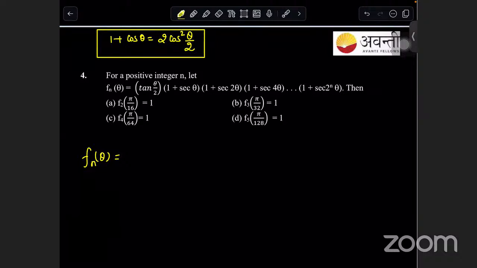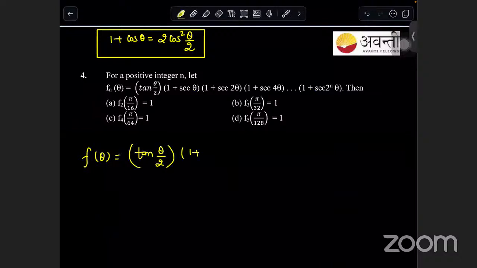All right. For a positive integer n, let Fn be given as this. First of all, I will try to explain this question on a smaller scale. Smaller scale means, first of all, let us discuss tan(theta/2) into (1 plus sec theta) into (1 plus sec 2 theta) into (1 plus sec 4 theta). First we'll discuss up to this much and then we will take it to the nth term.